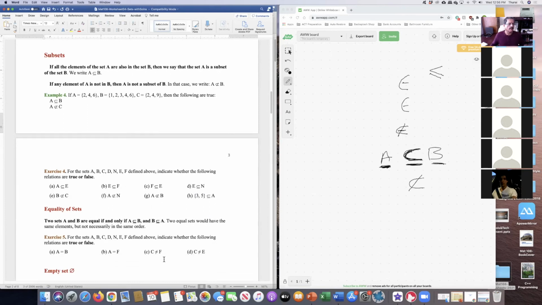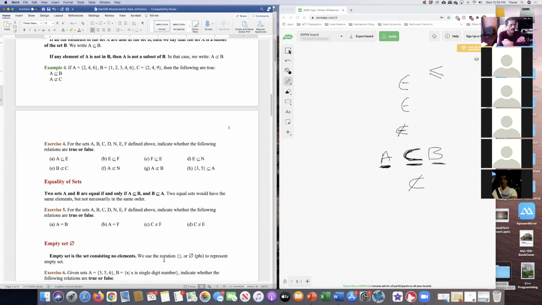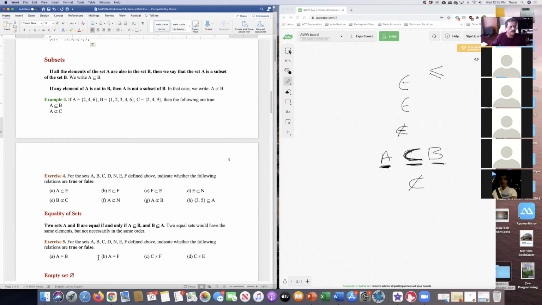Okay, so let's move on to equality of sets. 2 sets A and B are equal if and only if A is a subset of B and B is a subset of A. In other words, everything in A must be in B, everything in B must be in A. Only then they are equal.